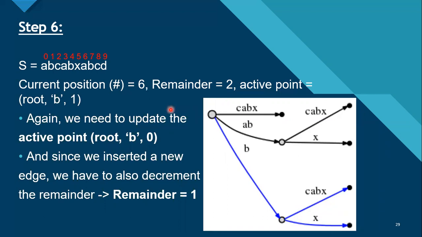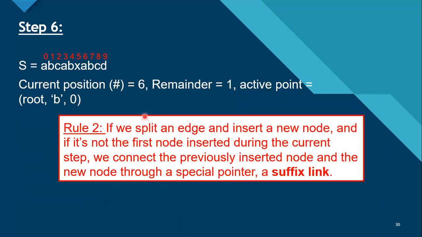And so this leads us to rule number 2, which says if we split an edge and insert a new node, and it's not the first node inserted during the current step, we have to connect the previously inserted node and the new node through a special pointer called a suffix link.